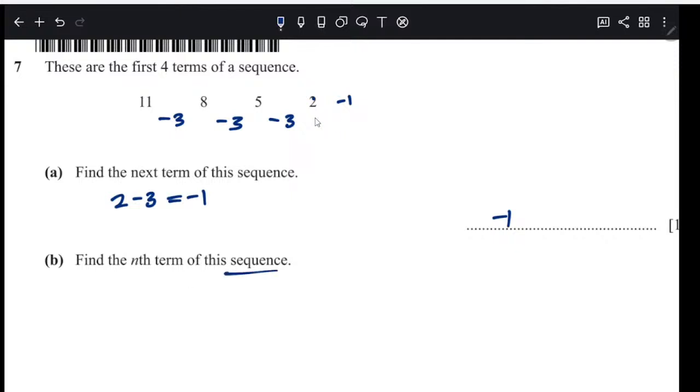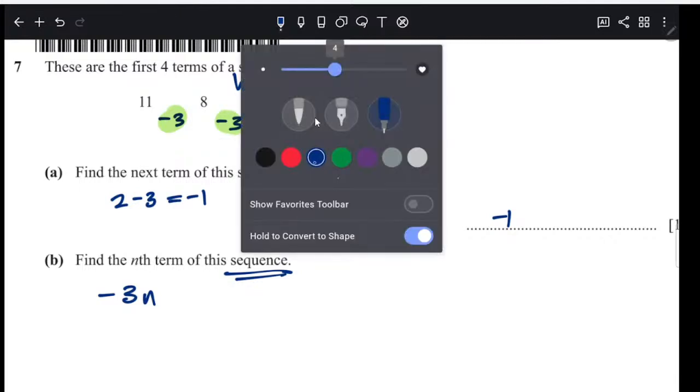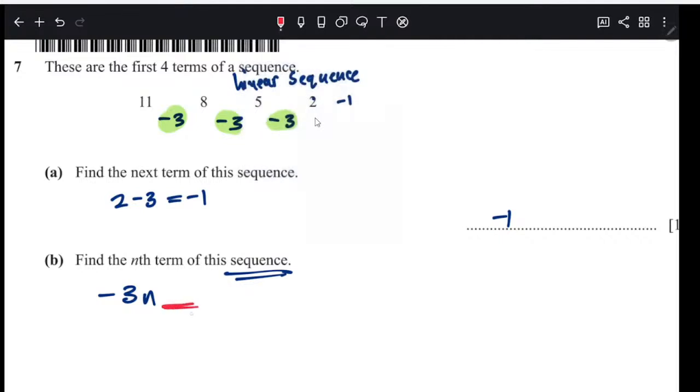Nth term of this sequence, since it's a negative 3, you already start it as negative 3n. Because it's a linear sequence, you can all see that this is a linear sequence because it is having the same difference of terms. Now, what is the last thing you do? The last thing you do is to find what you add here.